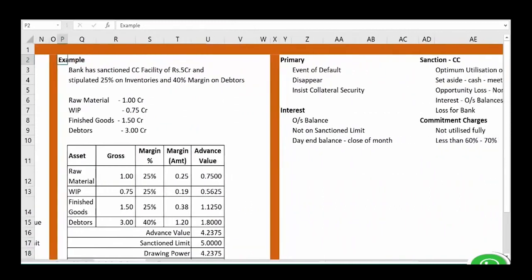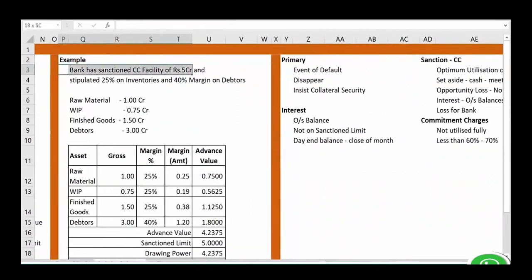Bank has sanctioned a CC facility of rupees 5 crore and stipulated 25% margin on inventories and 40% margin on debtors. And here is the inventory and debtors information. Raw material 1 crore, work in progress 0.75 crore, finished goods 1.5 crore, debtors 3 crore. Now let us calculate the advance value first. See, for raw material, the gross value is 1 crore, but with margin 25%, that is margin amount of 25 lakhs has to be deducted. So 1 crore minus 25 lakhs, advance value is only 75 lakhs.